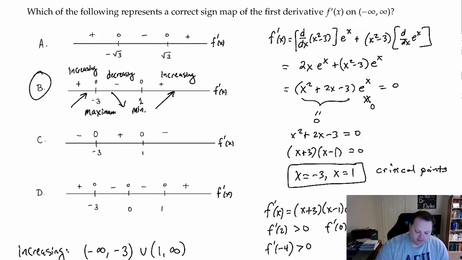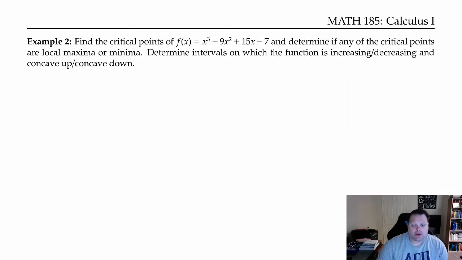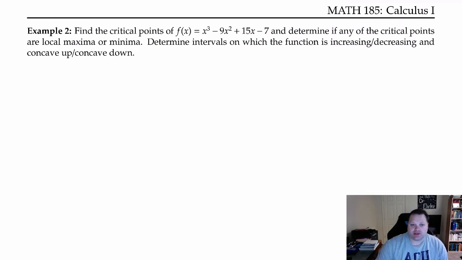All right, so let's take a look at another example. Here we're going to determine intervals on which the function is increasing, decreasing, and concave up, concave down. So we're using both first and second derivative tests. So this is a complete start to finish example here. Since I'm using both, I need to calculate both the first and second derivatives. So we'll start with the first derivative.